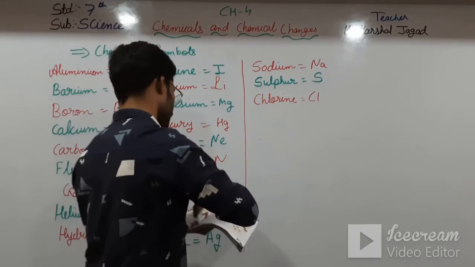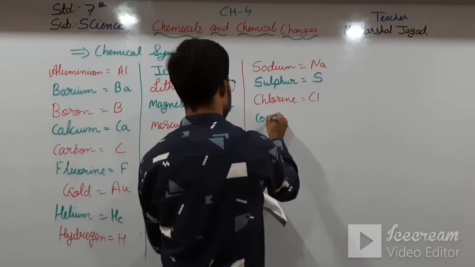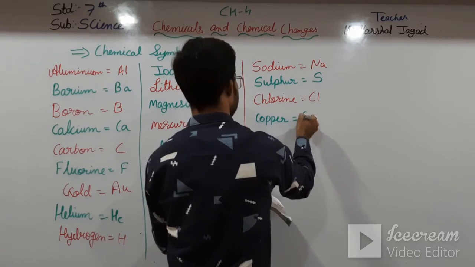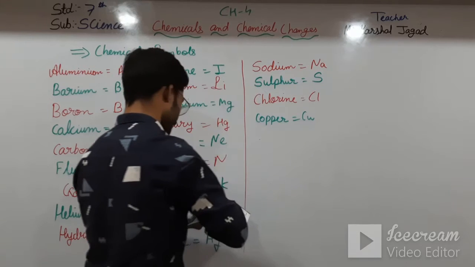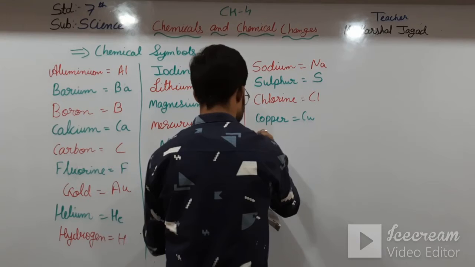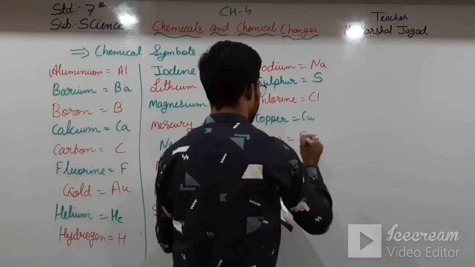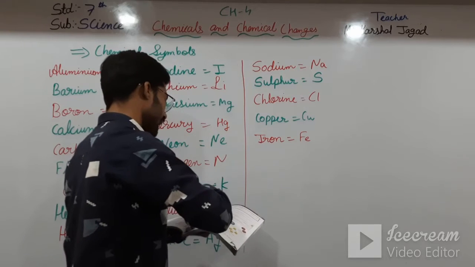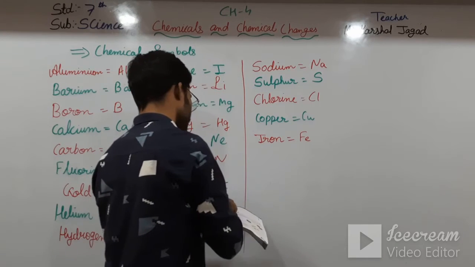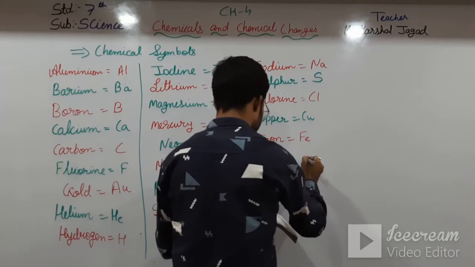Then copper, that is Cu. Then coming iron, that is Fe, F capital E small. Then coming lead, that is Pb.